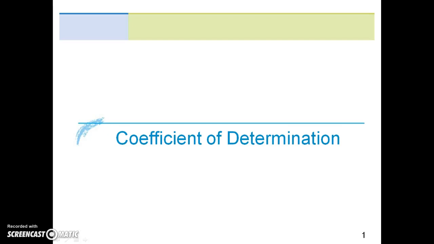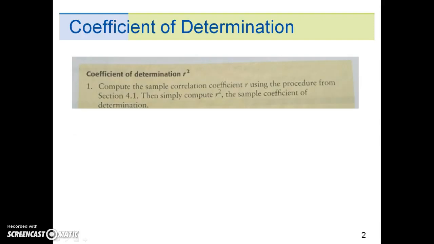Our last section is on the coefficient of determination. The coefficient of determination is denoted by r squared. We first compute the sample correlation coefficient r using the procedure from section 4.1. Then simply compute r squared, the sample coefficient of determination.